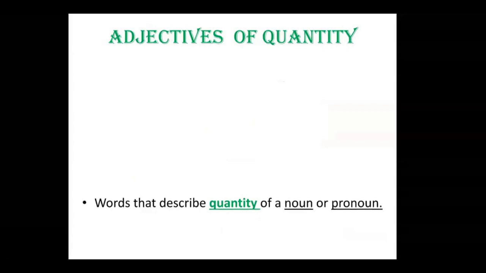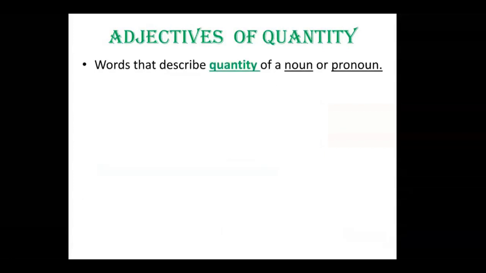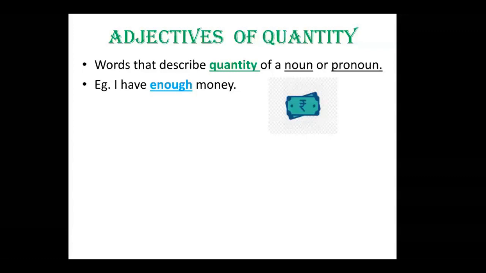The next is adjective of quantity. Words that describe quantity of a noun or pronoun. Look at the word quantity. It will not tell you the exact amount, but it will give you an idea about the quantity of a noun or pronoun. Look at the example. I have enough money. I have highlighted the word enough because it is not telling me I am having 1,000 rupees, 5,000 rupees, 10 rupees, 2 rupees, but it is telling me I am having enough money.